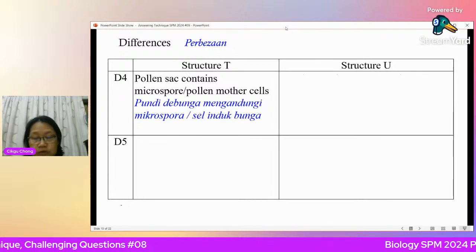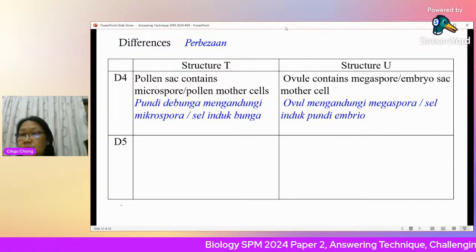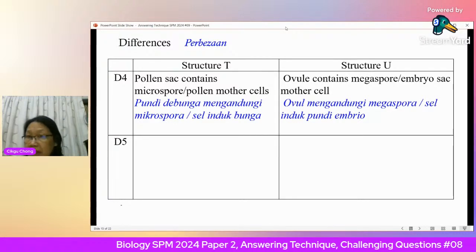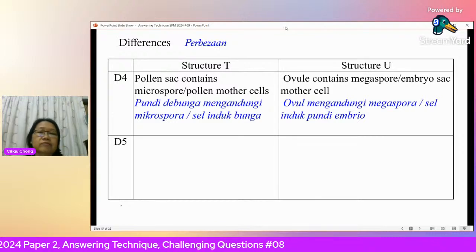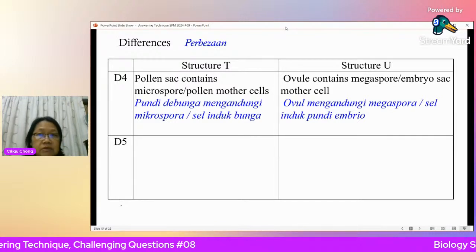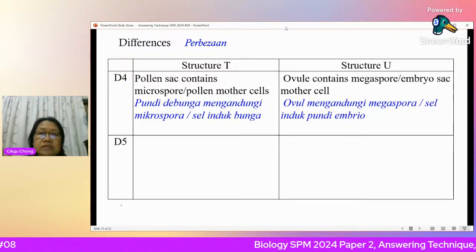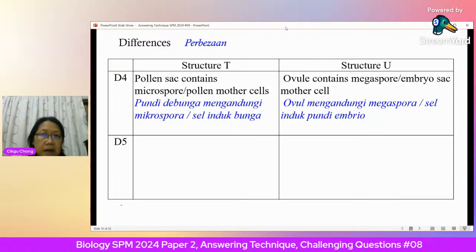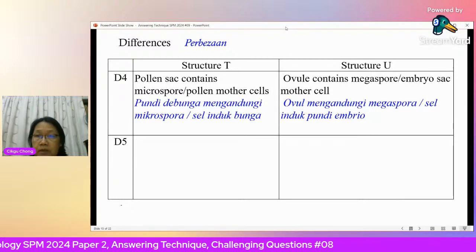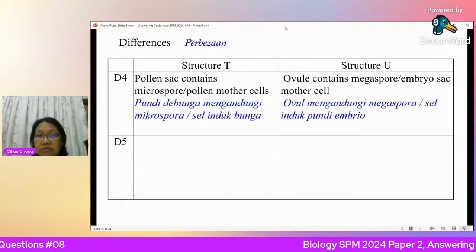Whereas for structure U, you have this ovule. Ovule contains megaspore. Just like one microspore, this is megaspore or embryo sac mother cell. You have to use the correct term. You cannot just say embryo sac cell. You must say embryo sac mother cell, because we are very particular about the term. If we talk about biology, chemistry, and physics, if the term is not there, that means you don't have the fact. The term is important.